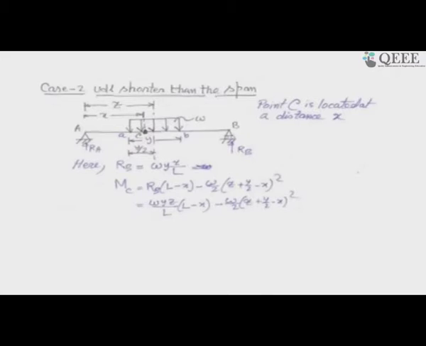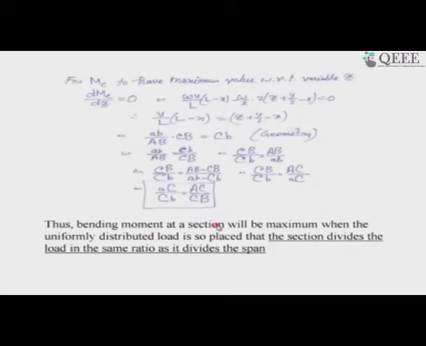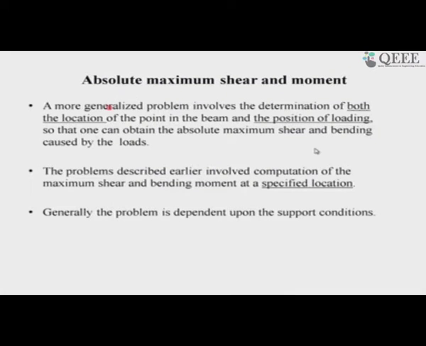So, the conclusion ultimately comes like this: the bending moment at the section will be maximum when the uniformly distributed load is so placed that the section divides the load in the same ratio as it divides the span. You can find out like this. Once such conclusions are made, a lot of problems will be formulated in different textbooks to exploit this formula, to have different case studies, but I hope that you will remember the basics, and all subsequent problems in different forms can be solved this way.